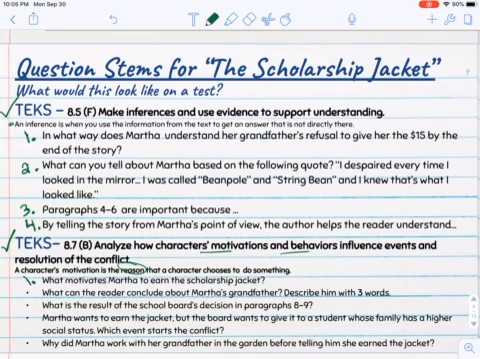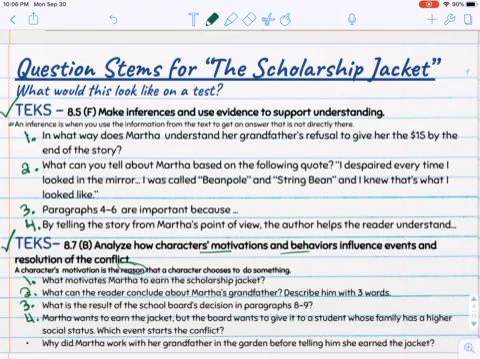1. What motivates Martha to earn the scholarship jacket? 2. What can the reader conclude about Martha's grandfather? Describe him in 3 words. 3. What is the result of the school board's decision in paragraphs 8 through 9?